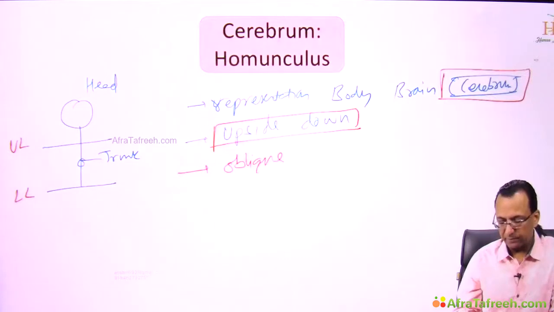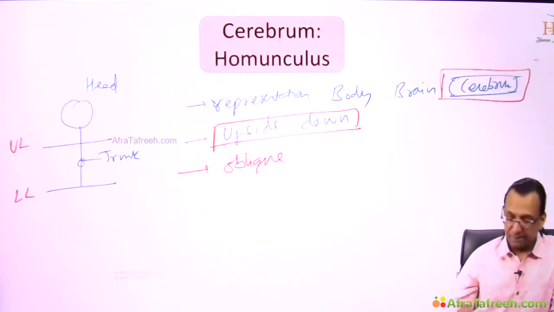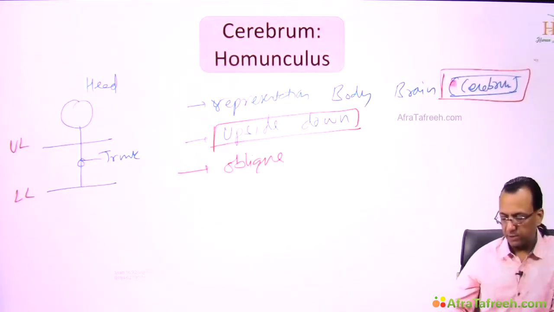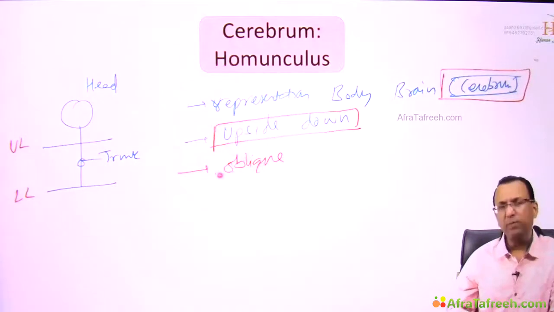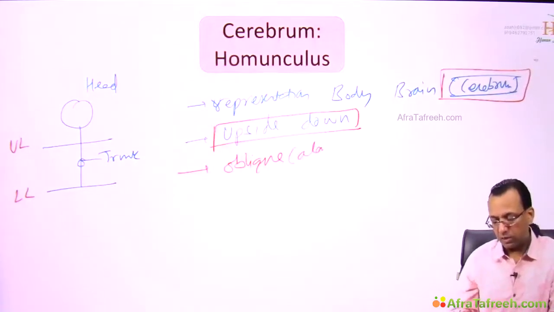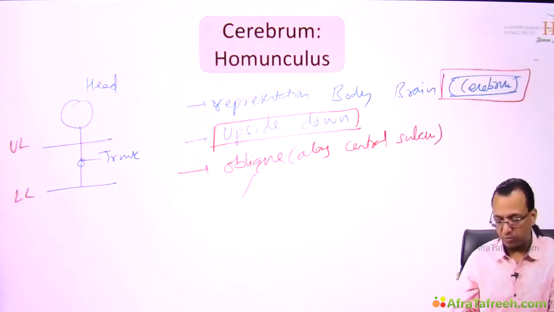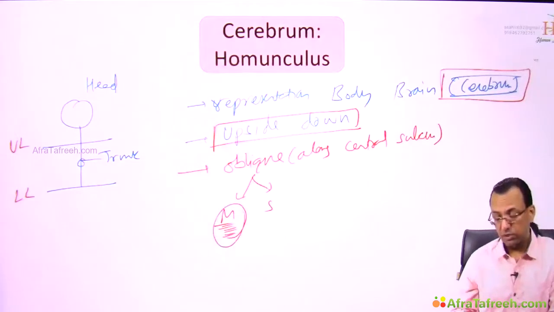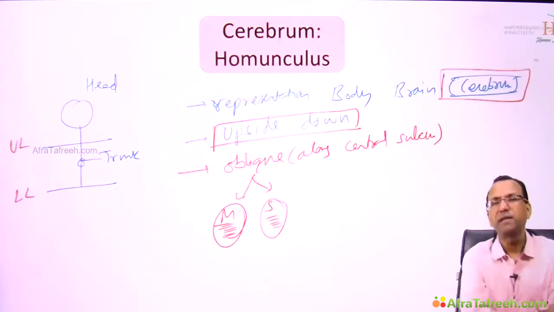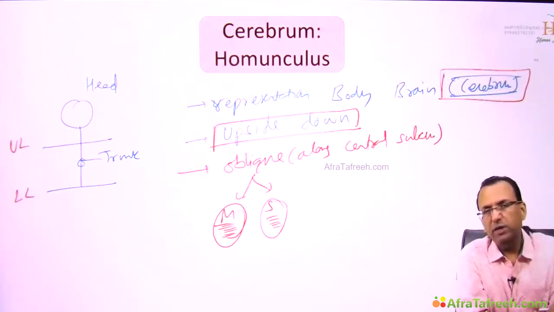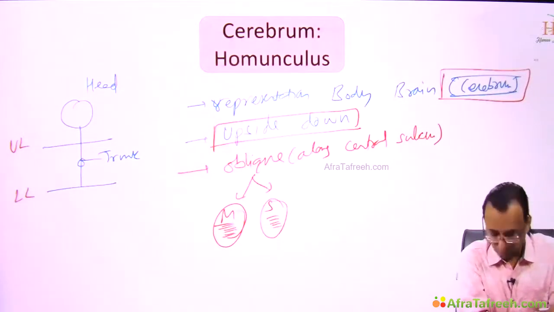So you are telling that the representation of the body on the cerebrum is represented in a homunculus, which is upside down and in an oblique fashion. Why oblique? Because it is along the central sulcus, and it is both motor and sensory. If it is the precentral gyrus, motor. If it is the postcentral gyrus, then it will be sensory. You can understand it better in a diagram. Let's look at the diagrams and then draw the diagram also.